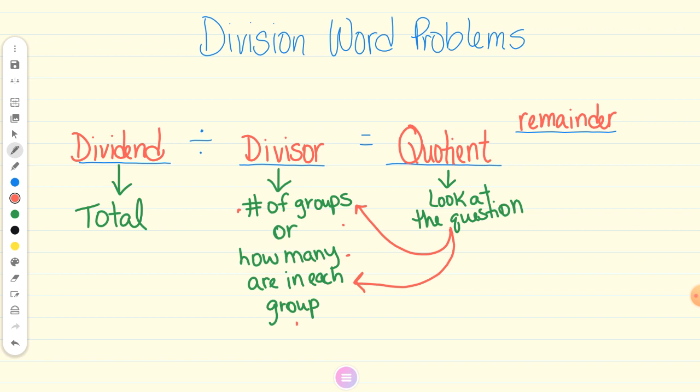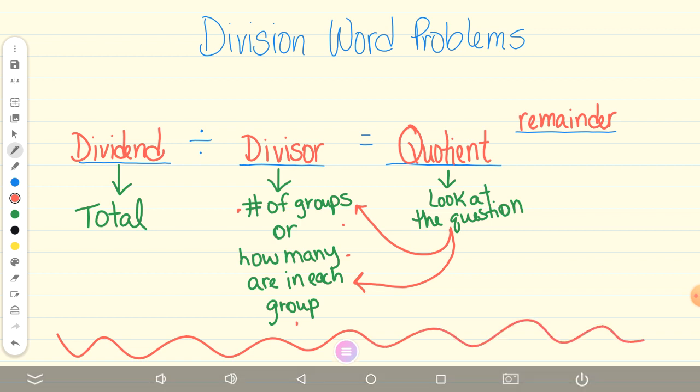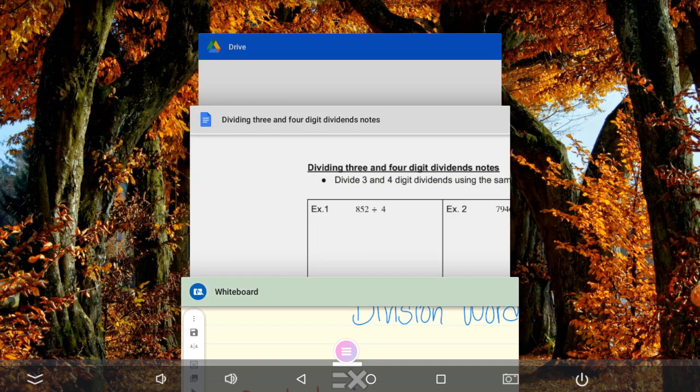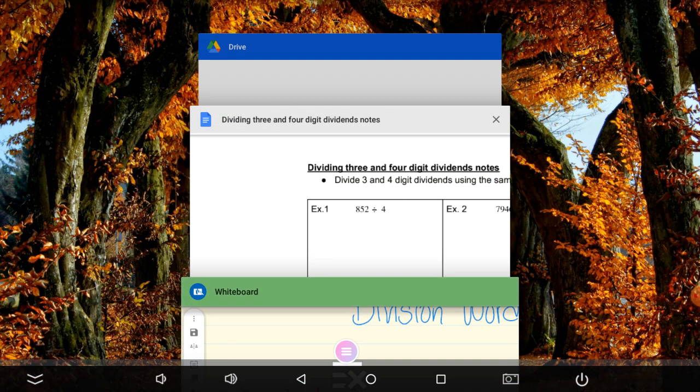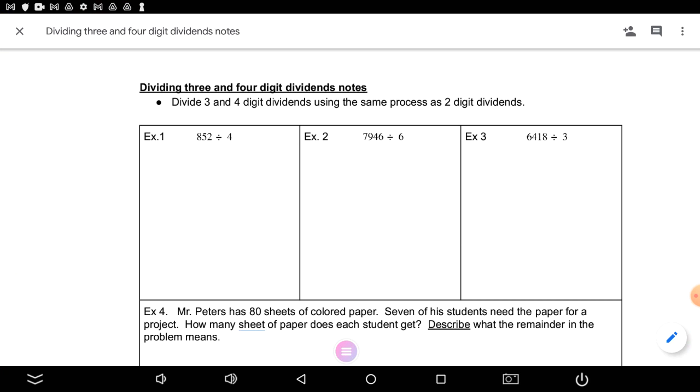Okay, and when we work through our word problems today, we're gonna write out our number sentence and then label each piece. We're gonna label it total, number of groups, or amount in each group. Okay, just to get you used to looking at those, because it could be either of those. Now just draw a squiggly line because we're gonna actually start on the word problems. Let's look at our notes page from the other day because we skipped the word problems.